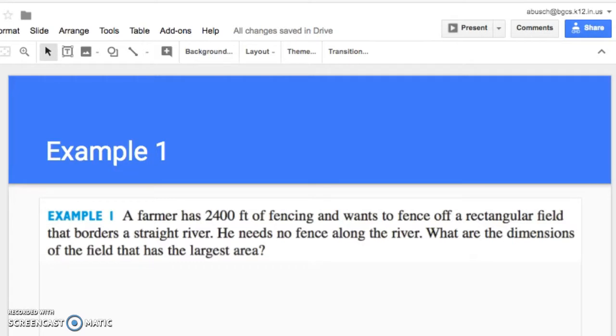So you want to look at what we're talking about here. We're talking about 2,400 feet of fencing, which is a perimeter. And we're talking about maximizing the area. So it's important that you figure out what you are maximizing and what constraints the problem has.